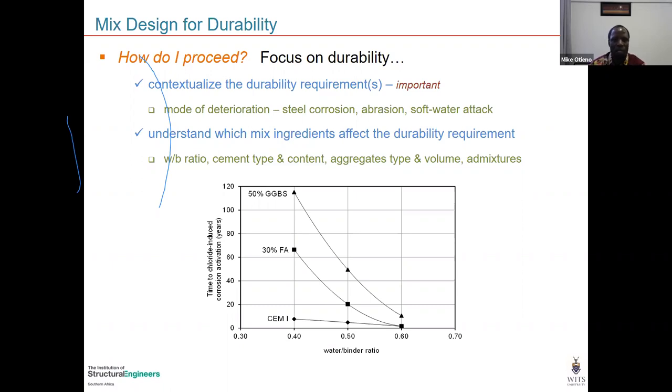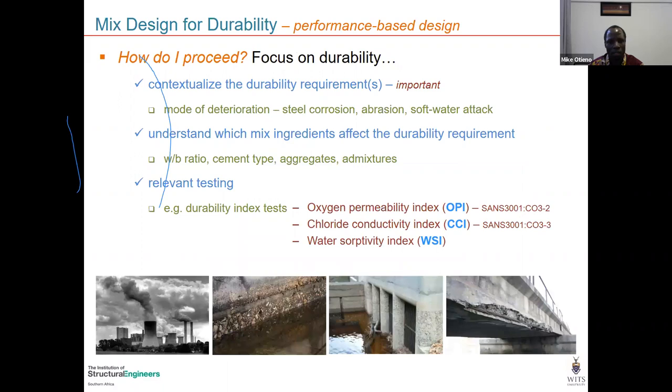Then the next thing to think about, of course, is the durability testing. My computer had frozen for a while. So the relevant testing is quite important.